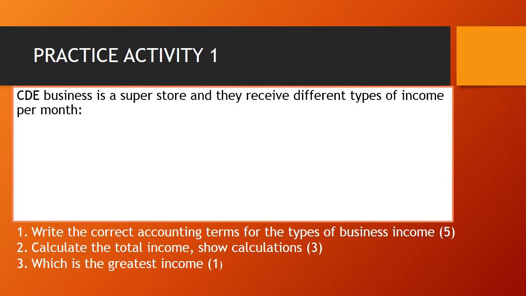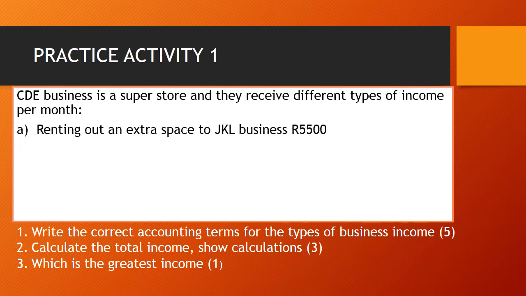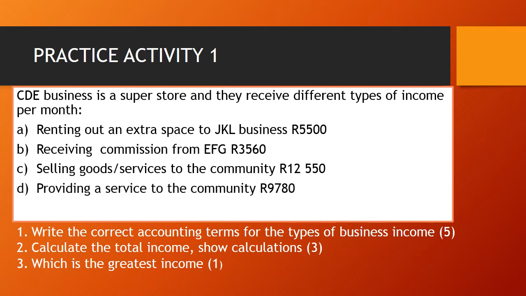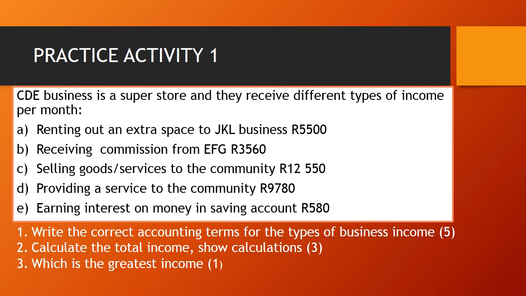CDE Business is a superstore, and they receive different types of income per month. A. Renting out an extra space to JKL Business for $5,500. B. Receiving commission from EFG of $3,560. C. Selling goods to the community, $12,550. D. Providing a service to the community, $9,780. And lastly, E, earning interest on money in a savings account, $580.